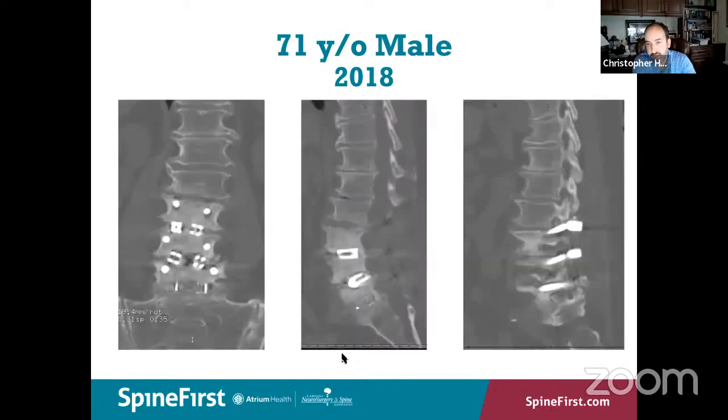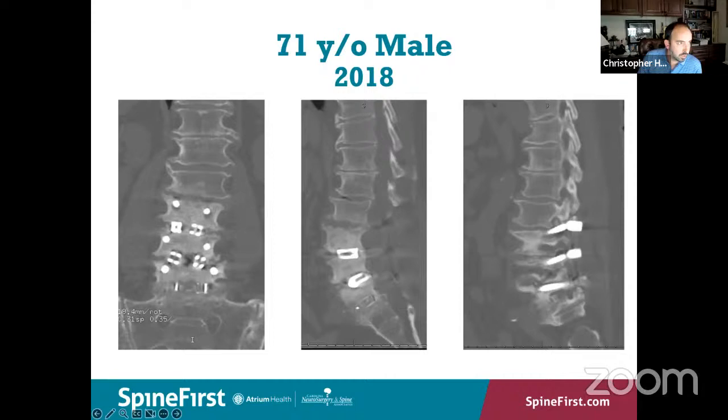The patient had subsequent CT imaging in 2018, and here you see some haloing around the pedicle screws proximally. Let me just see. I'll pause here for a second. I think we have a question, so let me stop.